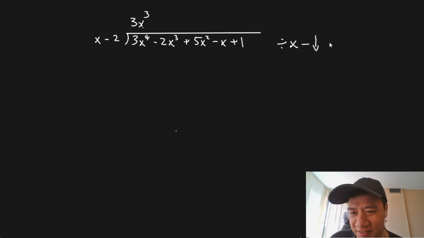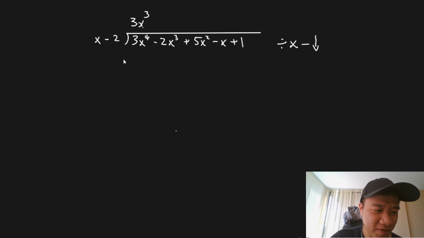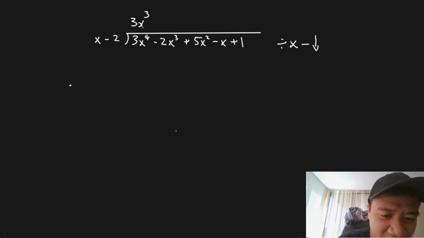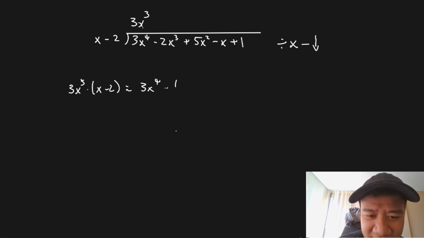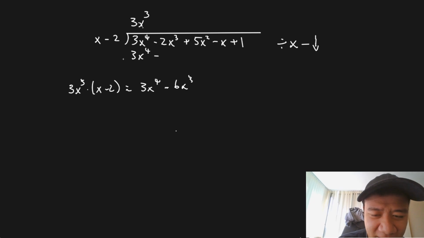The next thing we do is multiplication. We take what we put up here and multiply by the entire divisor, the x minus 2 here, the entire thing now. And where we put that is under here. If we multiply 3x cubed with x minus 2, what we get is 3x to the 4 minus 6x cubed. Then we just put this result underneath.